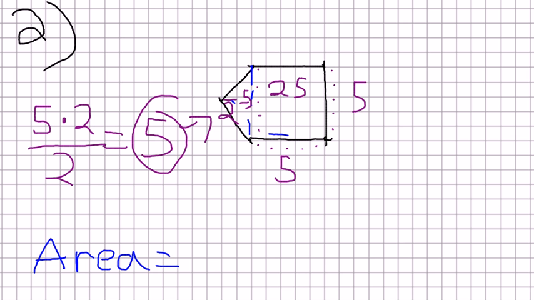So we add the 5 and the 25, and we get a final answer of 30 feet squared. And that is your final answer.